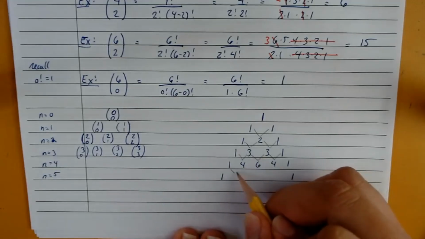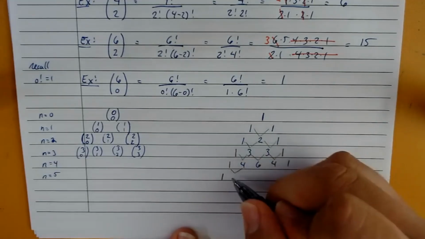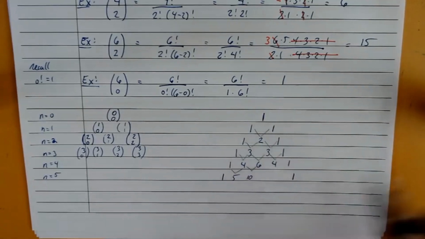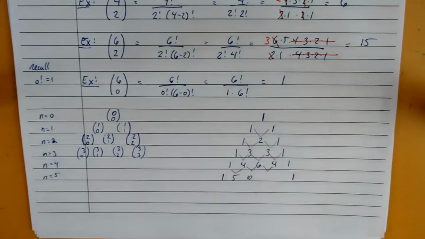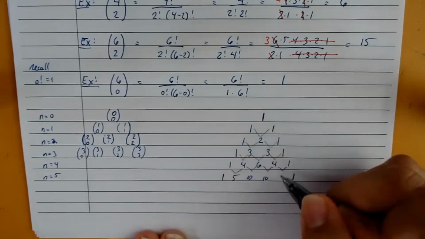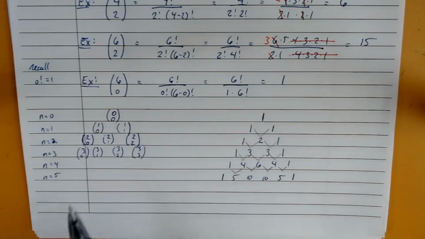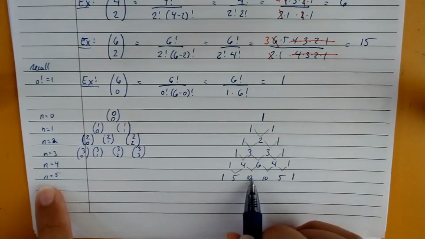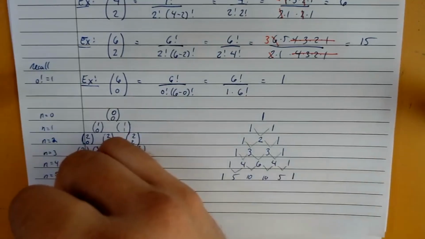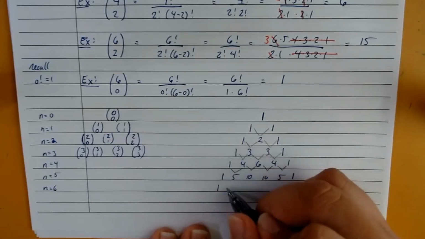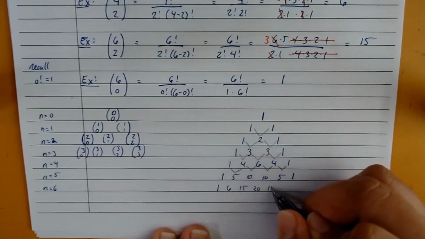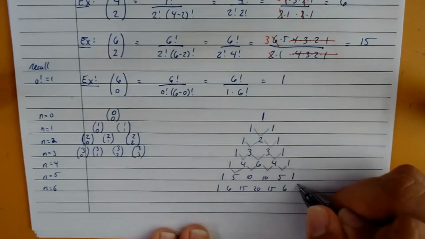So here, the next numbers would be 1 plus 4, that makes 5. The next one would be 4 plus 6, that makes 10. 6 plus 4, that also makes 10. And 4 and 1, that makes 5 when you add them together. So these are the binomial coefficients for 5. So this is 5 choose 0, 5 choose 1, 5 choose 2, 5 choose 3, 5 choose 4, and 5 choose 5. The next one, if I had 6: 6 choose 0, 6 choose 1, 6 choose 2, 6 choose 3, 6 choose 4, 6 choose 5, and 6 choose 6.